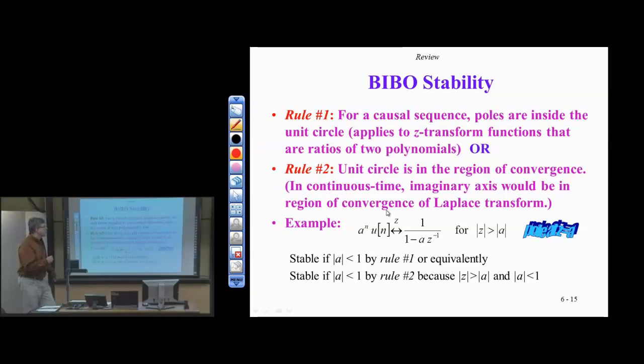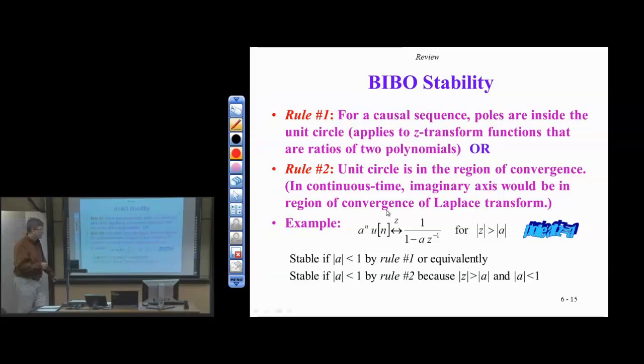For rule number one, for a causal sequence, the poles are inside the unit circle. And that means that if this causal sequence is the impulse response of an LTI system, then that LTI system is BIBO stable, provided the poles are inside the unit circle. For rule two, the unit circle has to be in the region of convergence. We've already talked about this. This is just a clear statement of that. And this is going to be true, again, for causal, anti-causal, and two-sided signals.